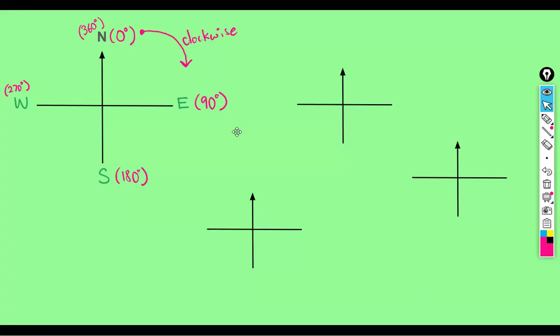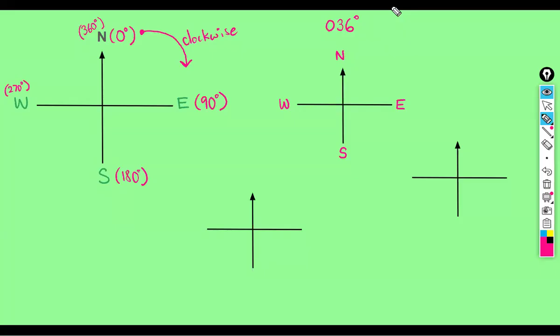So the thing about bearings, right? Whenever somebody tells you to turn on a bearing, it is always 3 digits. Always. So if I ask you to turn on a bearing of 36 degrees, the examiner won't say turn 36 degrees. It always has to be 3 digits. So he'll put a 0 in front to make up the 3 digits, right?